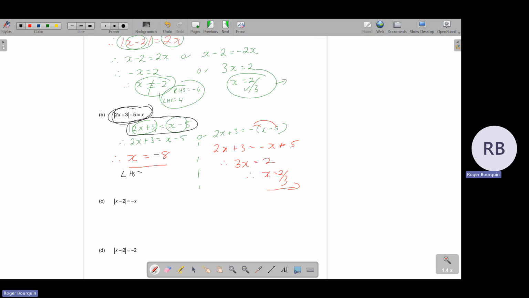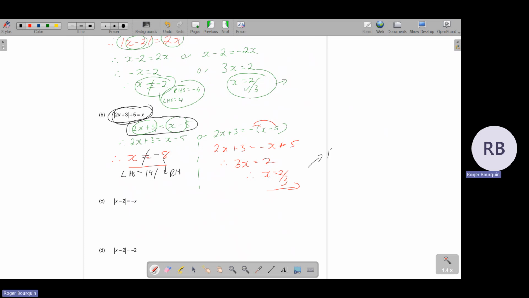If I sub back into the original, what would be the left-hand side? Okay, it would be -16 plus 3, which is -13. What's the absolute value of -13? 13. What's 13 plus 5? 18. But the right-hand side is -8. So does this one work? No. Does 2/3 work? Yes.